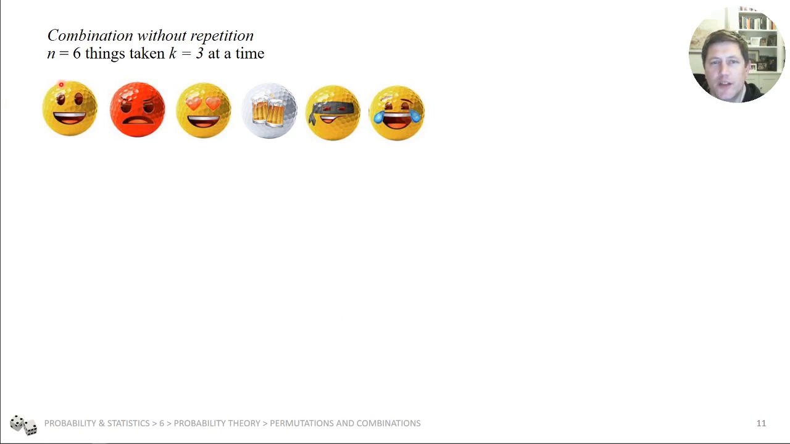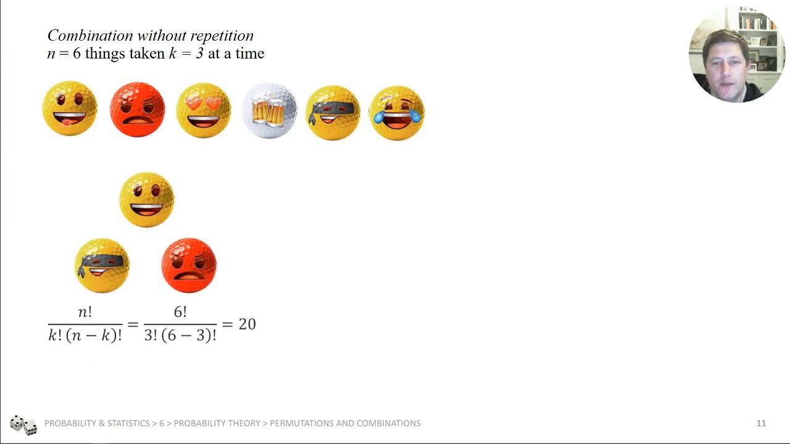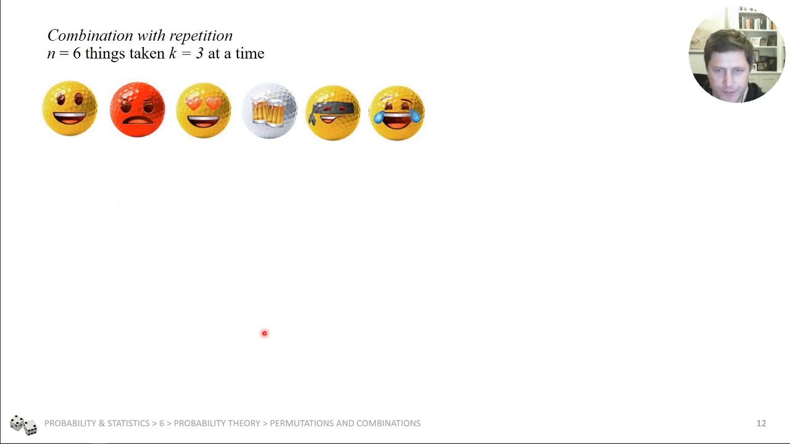So here's a combination without repetition. We have 6 golf balls. We're taking 3 at a time. It doesn't matter which order we've taken them in. Without repetition, the number of possible ways you could take 3 is 6 factorial divided by 3 factorial times (6 minus 3) factorial, which is equal to 20.